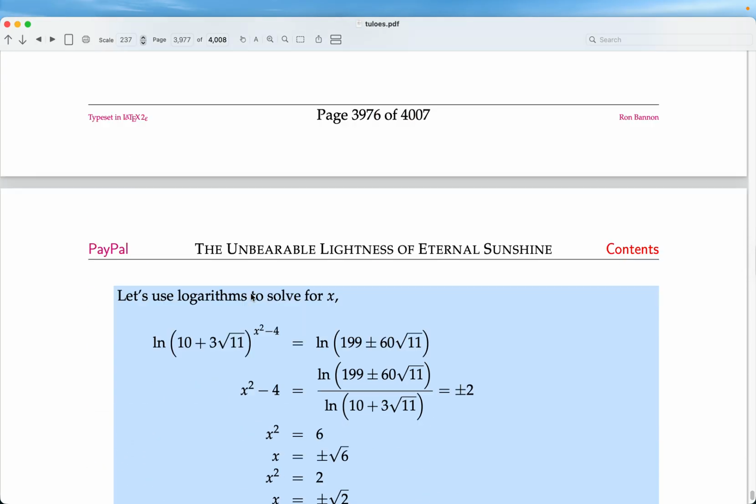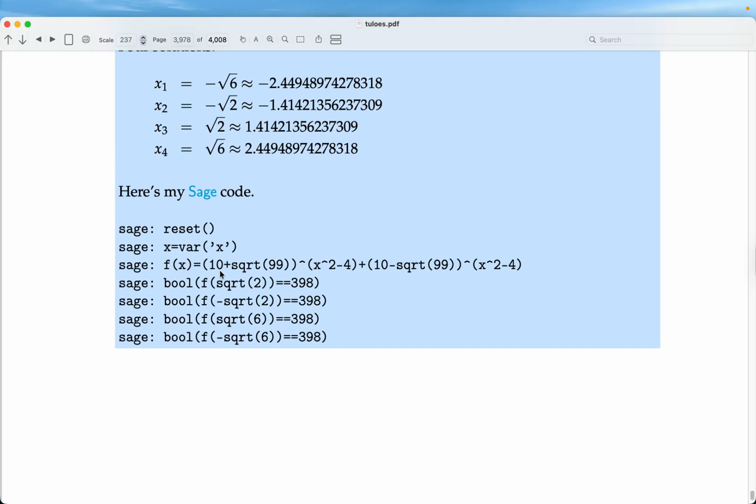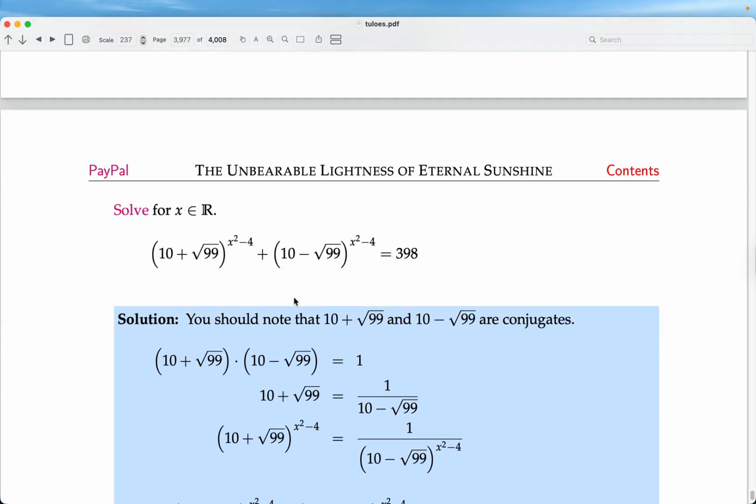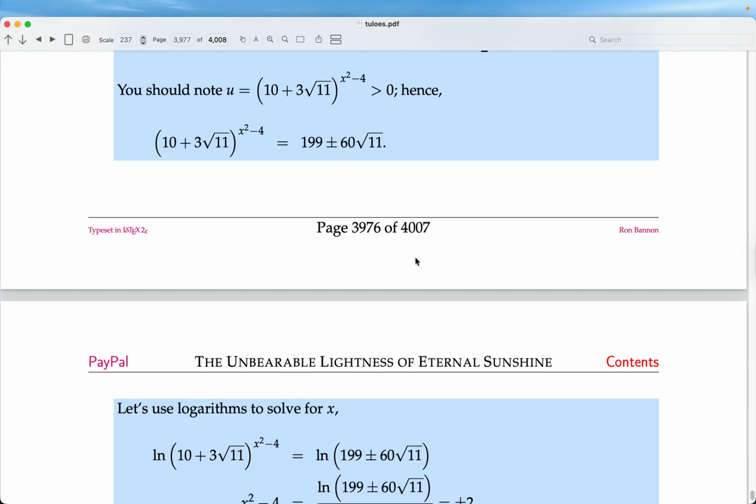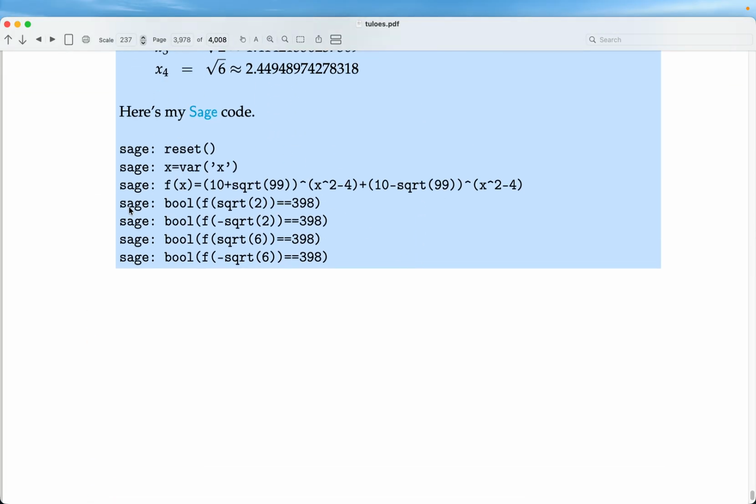So let's go back over here and look at the code. So we type in f of x, 10 plus square root of 99, raised to the power x squared minus 4. The next term is 10 minus square root of 99, raised to the power x squared minus 4. Then someone says, what's this thing over here? This is me evaluating that function at the square root of 2, at the square root of minus 2, at the square root of 6, and at the square root of minus 6. I'm evaluating all 4 values. And what I want to make sure is when I evaluate the function that it's actually the same thing as 398. So a Boolean, basically what it's doing is saying, is this really equal to that thing?